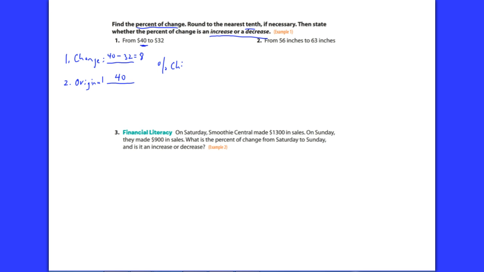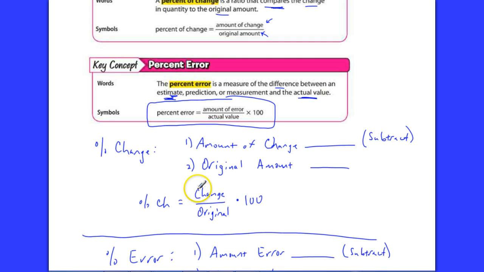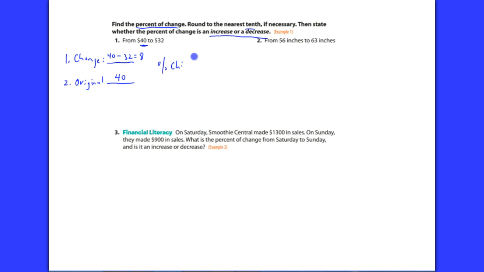So to find the percent of change in number 1, if you look back in your notes, the percent of change is the change divided by the original times 100. The change was 8, the original was 40, and you multiply that times 100. Now you grab your calculator and you put in 8 divided by 40 times 100, and that should come out to be 20, and it's 20%.